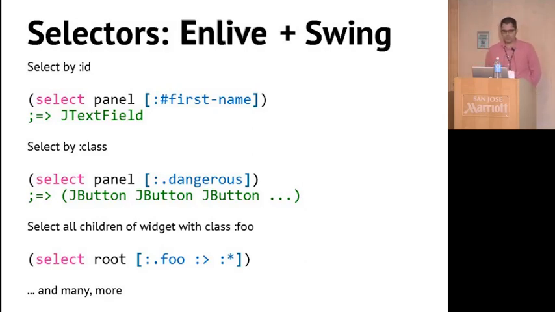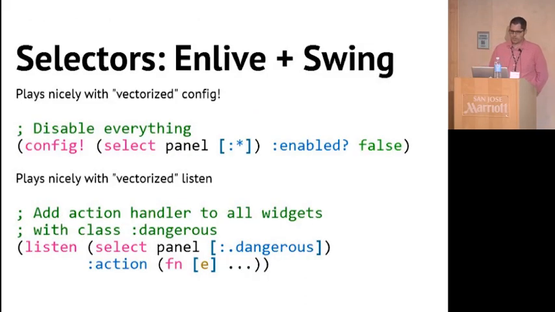Select will return a sequence of all the widgets that match whatever the query is, which is convenient because both the config function and the listen function are vectorized, so their first argument can either be a single widget or a sequence of widgets to apply changes to. So you can do stuff like disable every widget in a hierarchy with one call, or add a common handler function to a group of widgets all in one shot. So at least avoiding a doseq there.